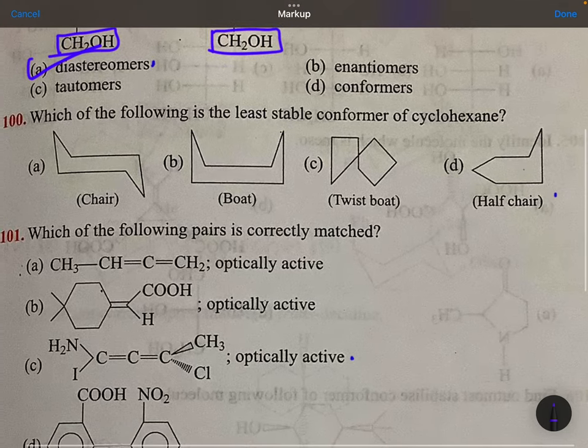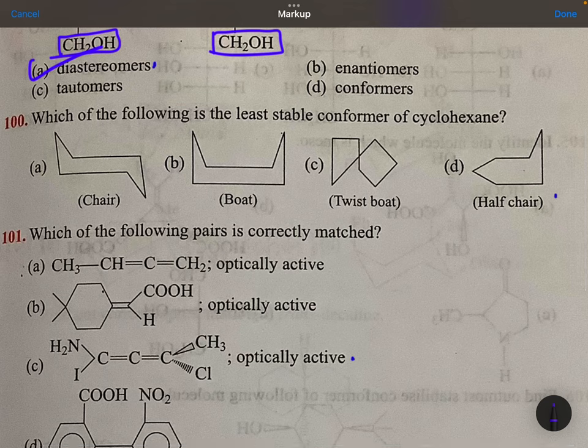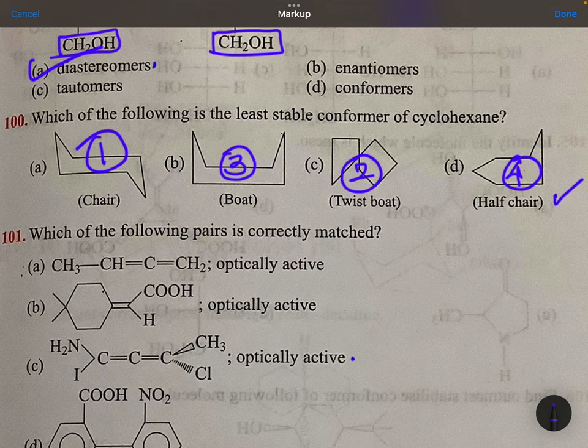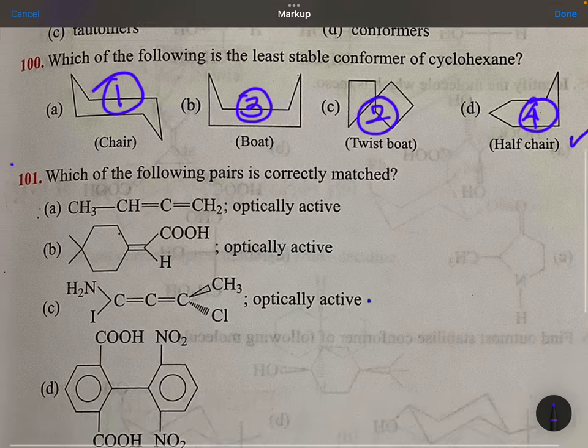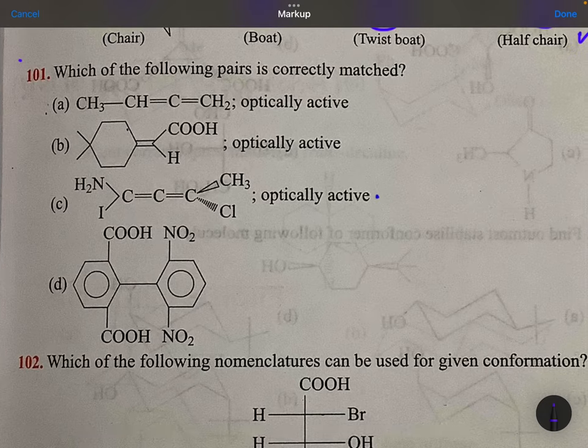Which of the following is the least stable conformer of cyclohexane? For cyclohexane, the most stable is chair, first priority, then twist boat, second priority, then boat, third priority. Least stable is the boat form. Priorities.